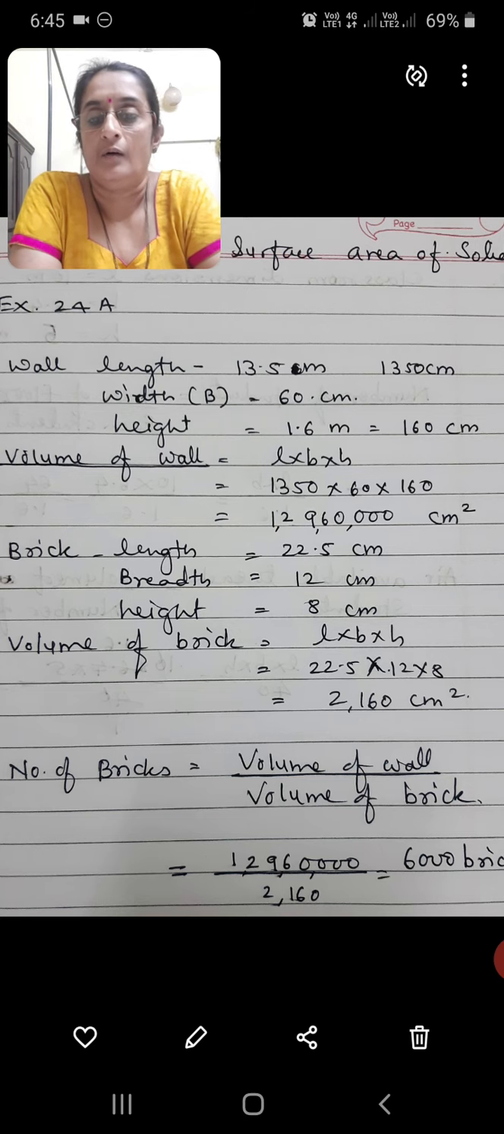Fine. Now number of bricks is the volume of the wall divided by the volume of the brick. So 1 crore 29 lakh 60,000 divided by 2160 gives the number of bricks, that is 6,000. So to build this wall we need 6,000 bricks.